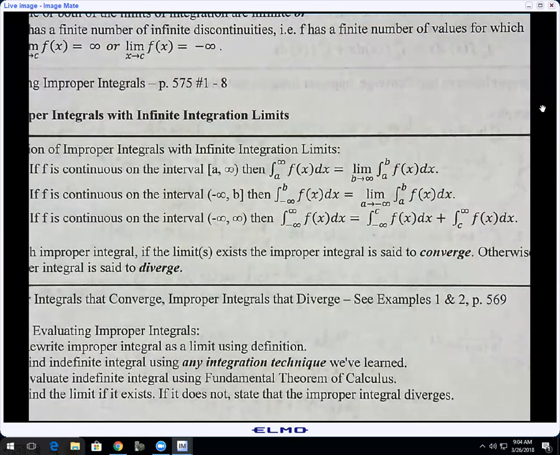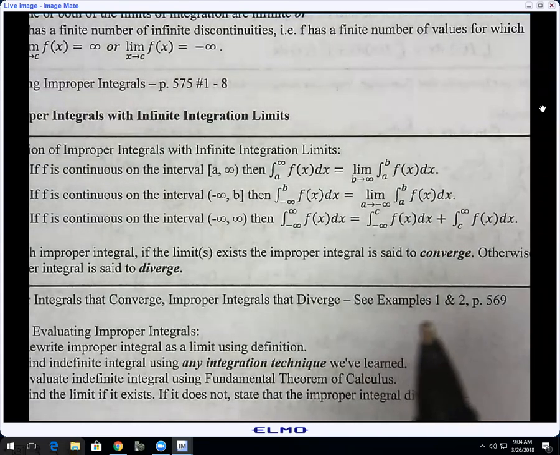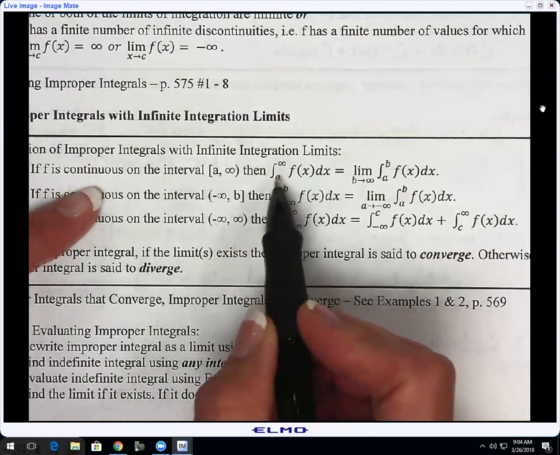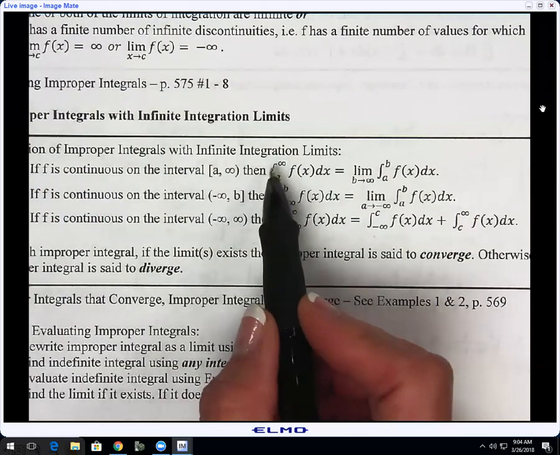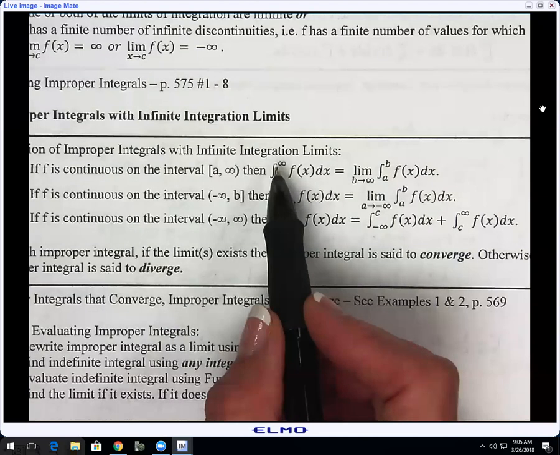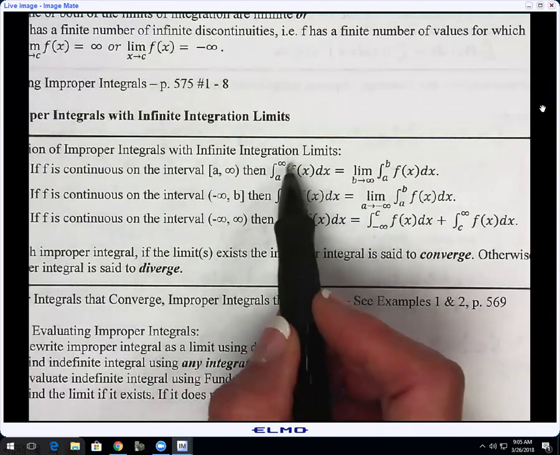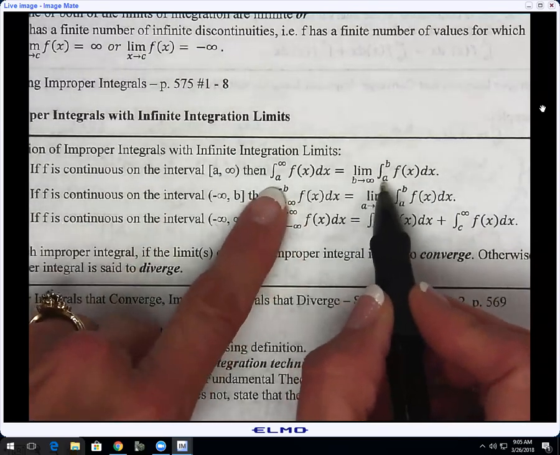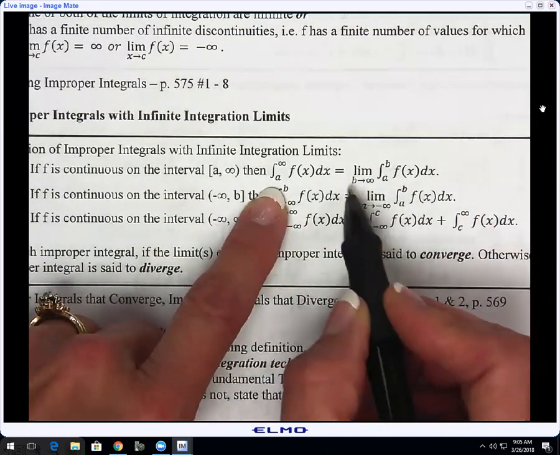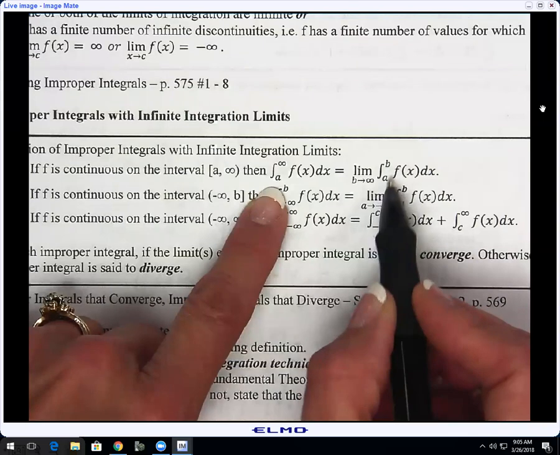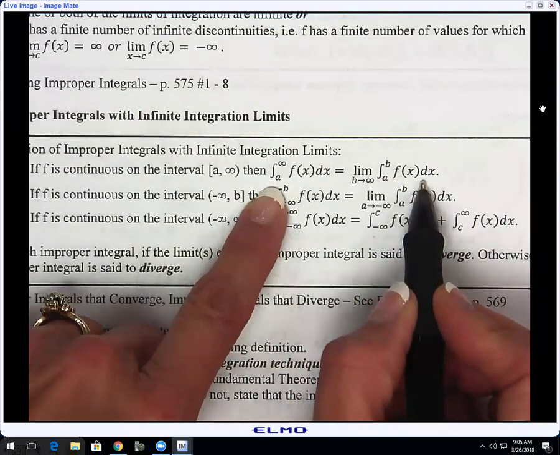And this is not something that you have to memorize. It makes sense that if we're integrating from a to infinity, we can't use the infinity symbol in the fundamental theorem of calculus. So when our upper limit is infinity, we're going to change that to the integral from a to b, and then just let b go to infinity. The limit as b approaches infinity of the integral from a to b of f of x dx.